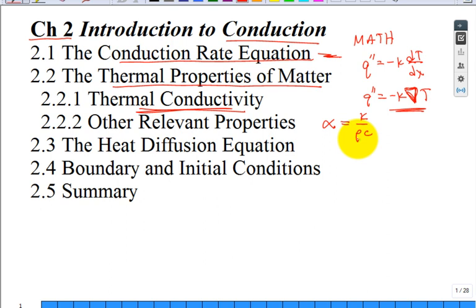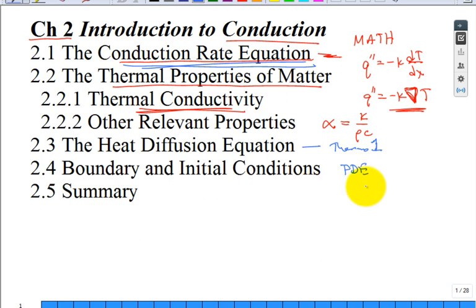Okay. Then we have the heat diffusion equation. We have the conduction rate equation. Now we have the heat diffusion equation. This is basically conservation of energy. Energy conservation. This is thermo one. That's what that is. Thermodynamics one. Conservation of energy. But what happens is we do it for an infinitesimally small little control volume around a point, and then we get a differential equation. We get a PDE, a partial differential equation.